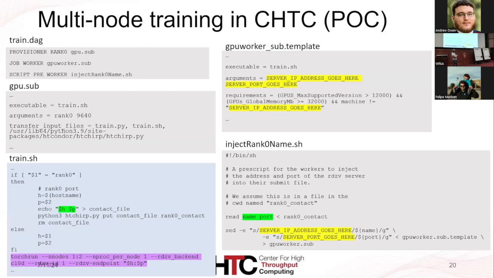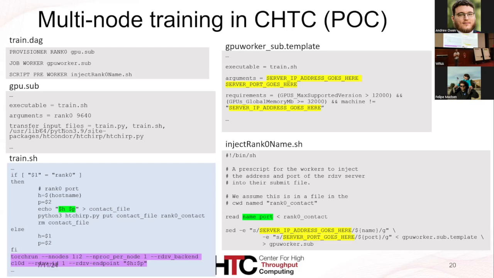What does this actually look like? Okay. So multi-node training in CHTC is, again, a prototype, a proof of concept. I wanted to include this because it adds some cool features to Hull's talk about DAGs yesterday, and just a few neat features of Conduit that I wanted to call out.